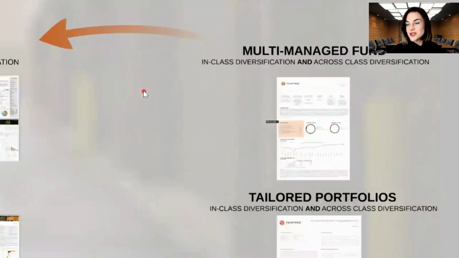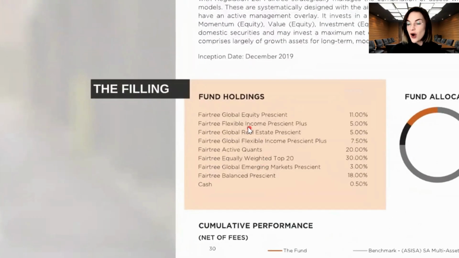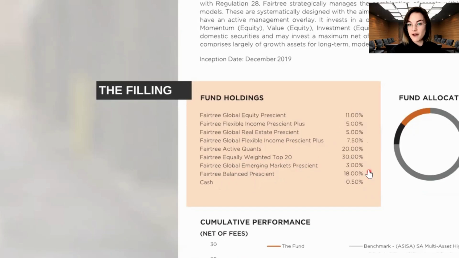So inside a multi-managed fund, you'll see that there are a number of funds. Here we have your global equity, some Fairtree Flexible Income Plus, Fairtree Global Real Estate, Fairtree Global Flexible Income Plus, Active Quants, which is equity, equally weighted top 20, which is also equity on the local markets, and you've got your global emerging markets, as well as the Fairtree Balanced Fund. So here we see a number of funds within this multi-managed fund.